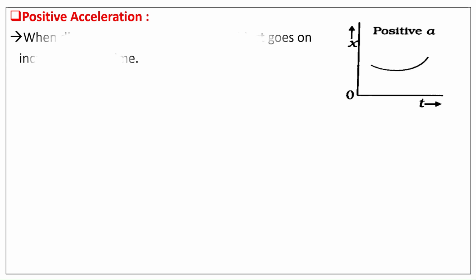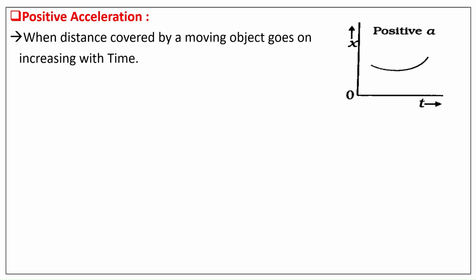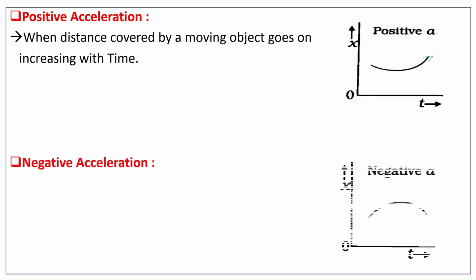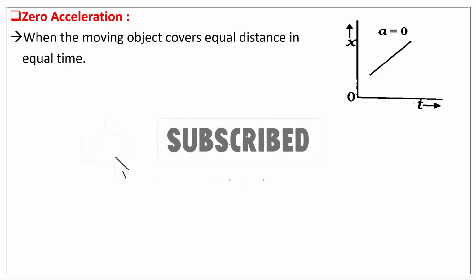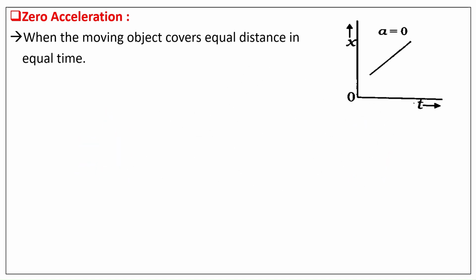1. Positive acceleration. When distance covered by a moving object goes on increasing with time, the object is said to be in positive acceleration. 2. Negative acceleration. When distance covered by a moving object goes on decreasing with time, the object is said to be in negative acceleration. 3. Zero acceleration. When the moving object covers equal distance in equal time. Here slope v is equal to 0.